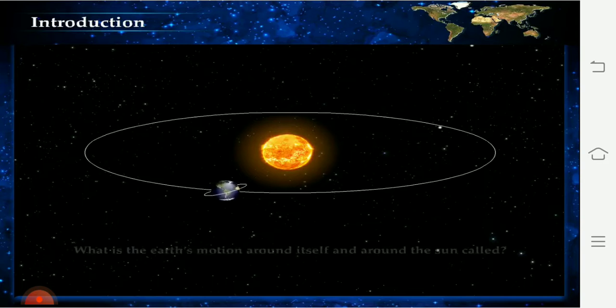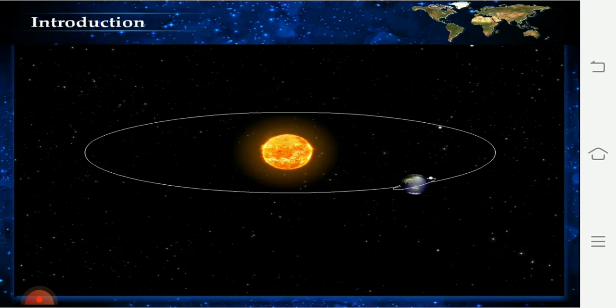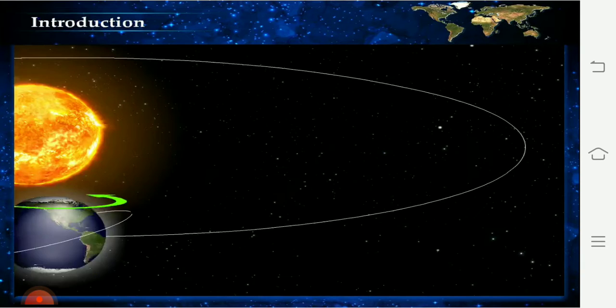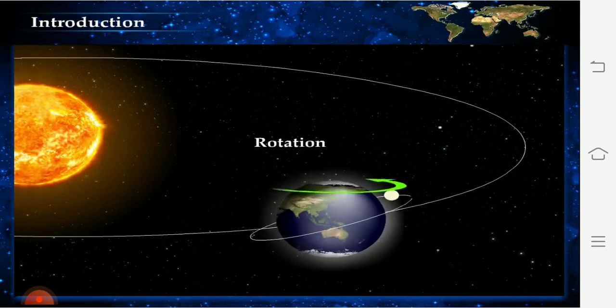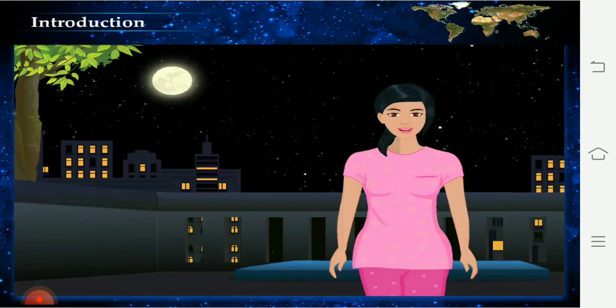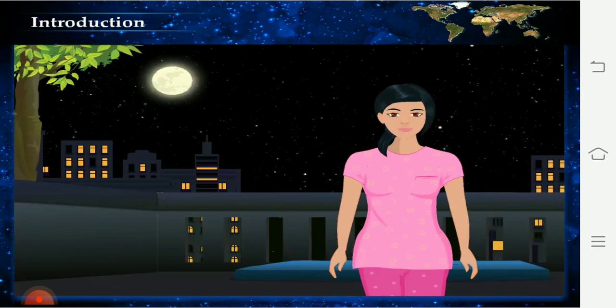Now tell me, what is the Earth's motion around itself and around the Sun called? Correct. The Earth's motion around the Sun is known as revolution, and its motion around itself is known as rotation. Let us now try to understand the effect of Earth's rotation and revolution.